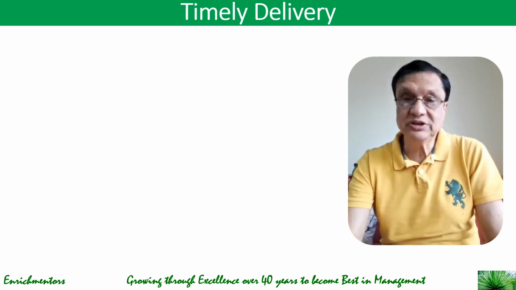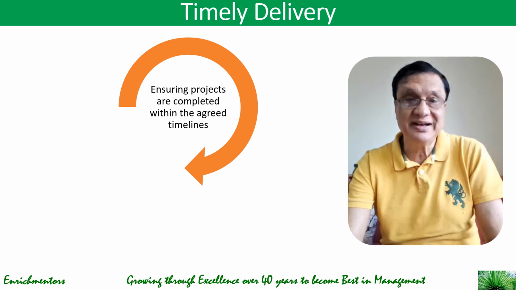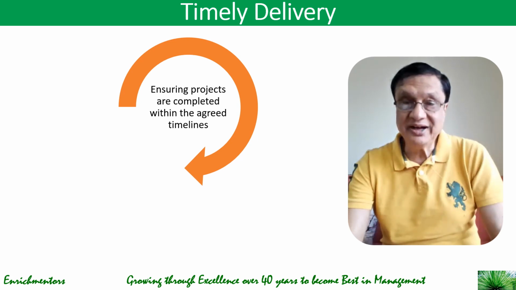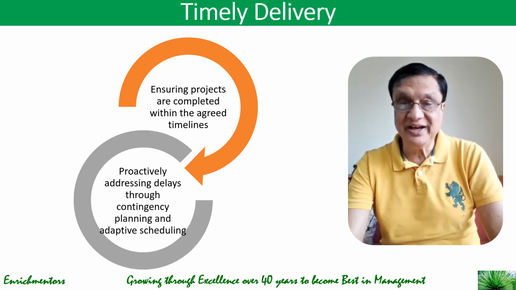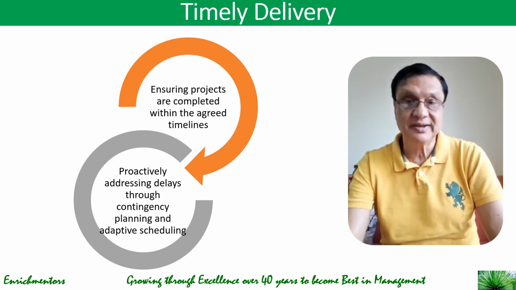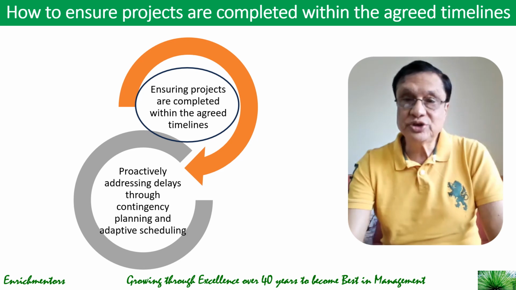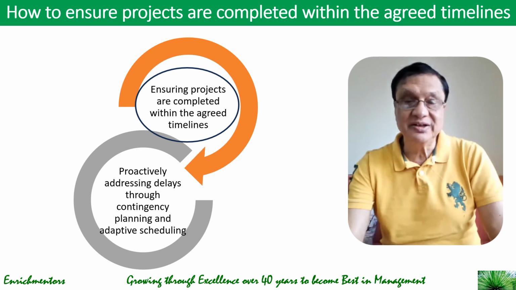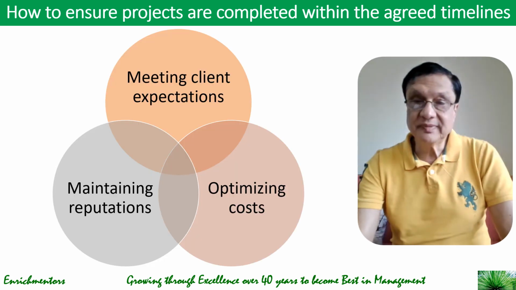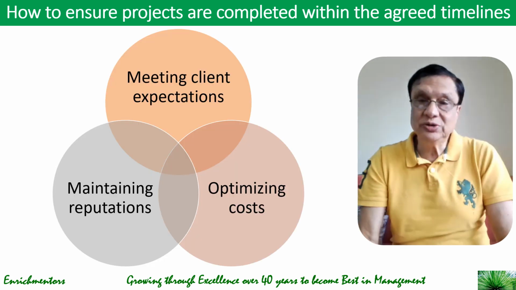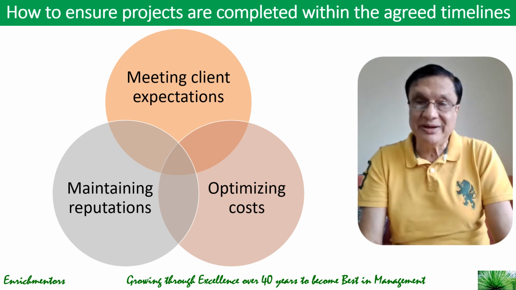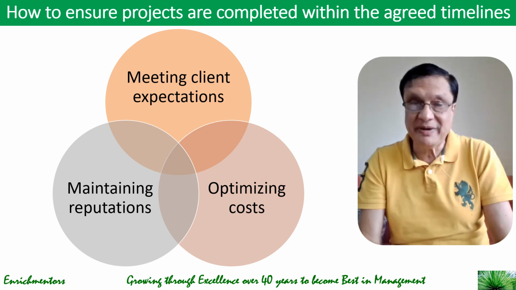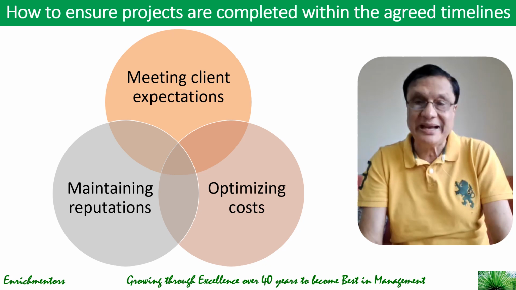To deliver the project in time, you need to do two things. First, you need to ensure that the projects are completed within the agreed timeline. And in doing that, you need to proactively address delays through what is called contingency planning and adaptive schedule. Making sure that your work is completed within agreed timelines is important for meeting client expectations, for optimizing your cost, and maintaining your reputation as a constructor.